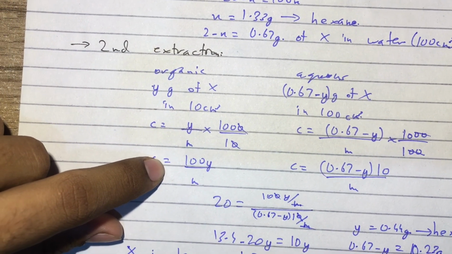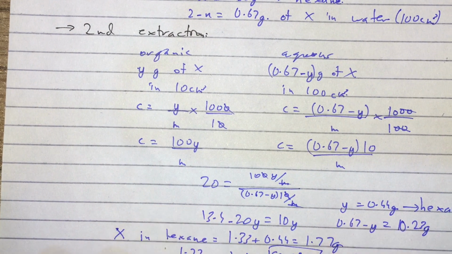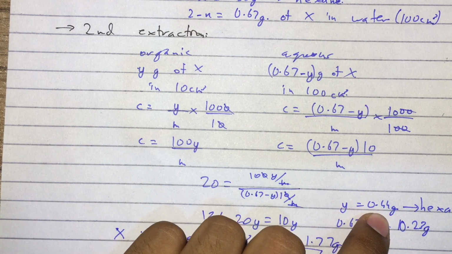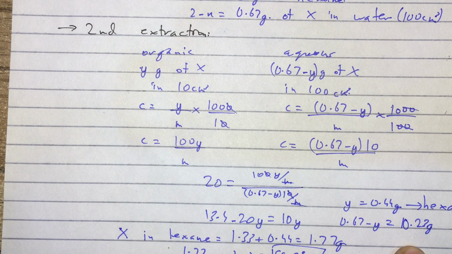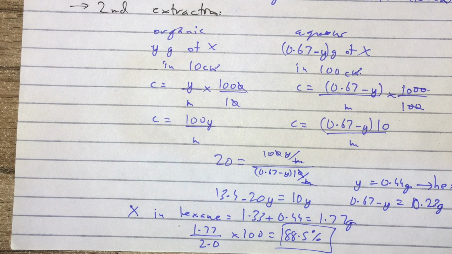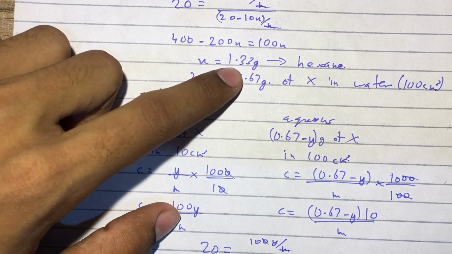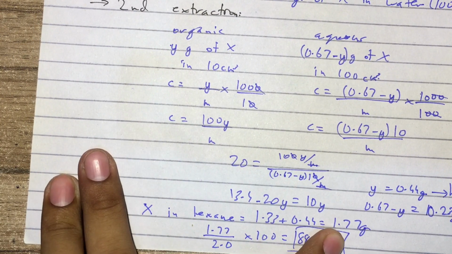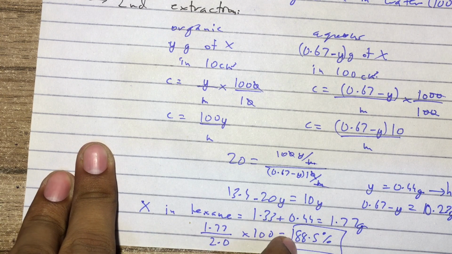So we again performed extraction, and through this we got 0.44 gram of X extracted into the 10 centimeter cube of hexane, and 0.23 grams of X remained in the water. So the total amount of X that was extracted into hexane was 1.33 in the first step plus 0.44 in the second step. That's the total mass of X extracted. To find the percentage extraction, 1.77 upon the total mass, that is 2, into 100, it's 88.5.